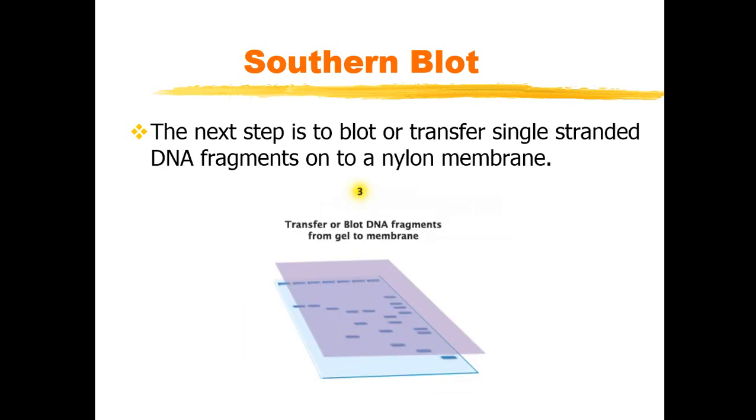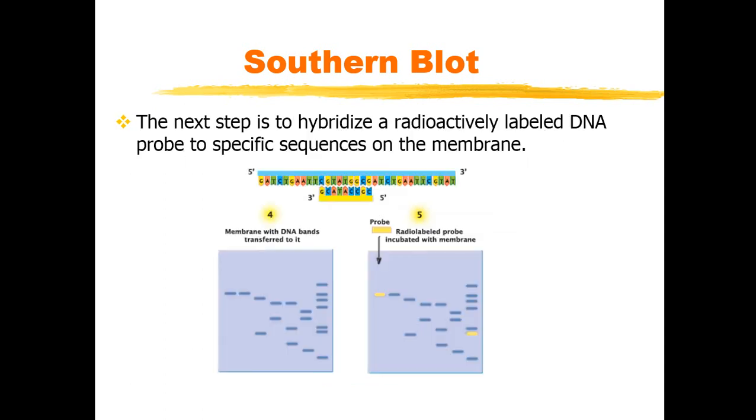Then the third step is blotting or transfer. Blotting means immobilization of fragments onto the membrane. So the fragments are transferred onto the nylon membrane. This nylon membrane is incubated with NaOH alkali so as to convert double-stranded DNA to single-stranded form, so that single-stranded probes can bind to it. The next step is incubation of the nylon membrane containing DNA fragments with a probe.